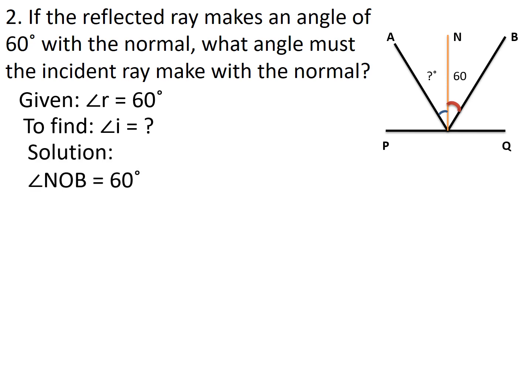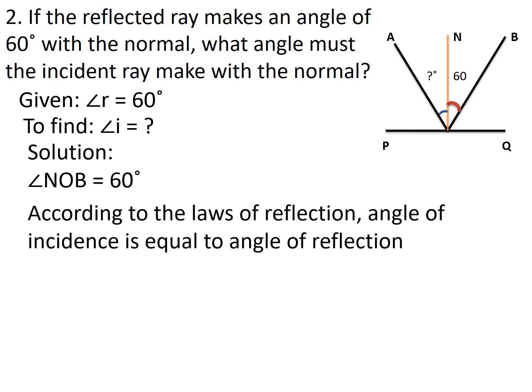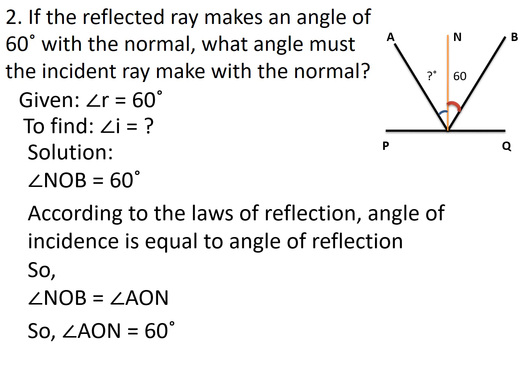My solution, I know, is angle NOB is 60 degrees. That's my first thing that I know, that NOB is 60 degrees. Here again, according to the laws of reflection, we know that the angle of incidence is equal to the angle of reflection. So obviously, NOB is equal to angle AON. That is, the angle of reflection is equal to the angle of incidence. So because we know the angle of reflection, we also know that angle AON will also be 60. That is, the angle of incidence is 60 degrees.